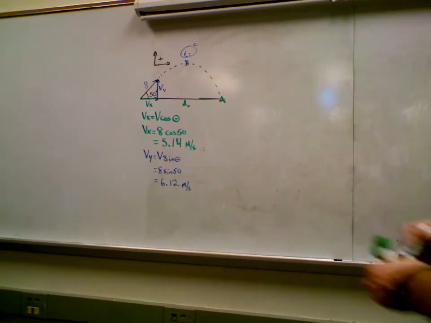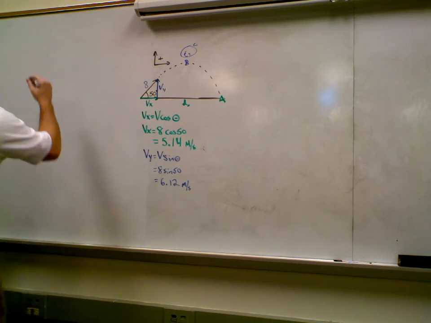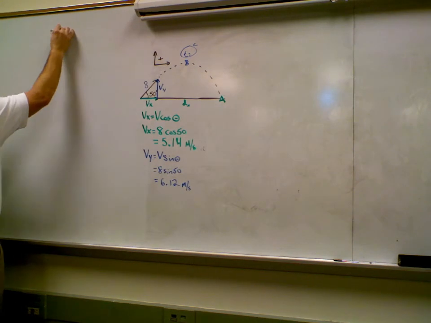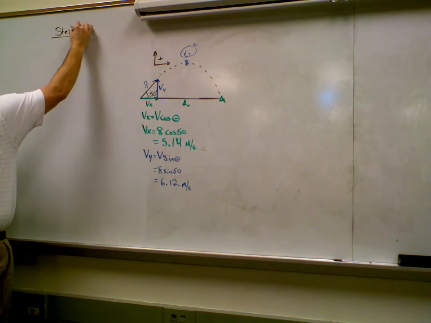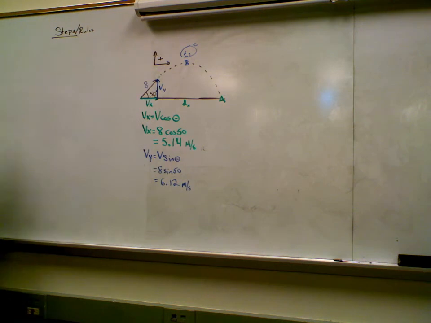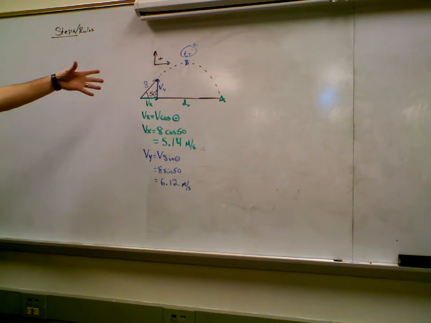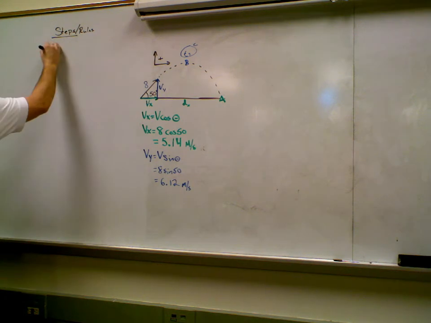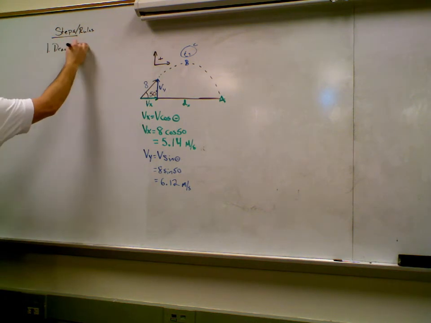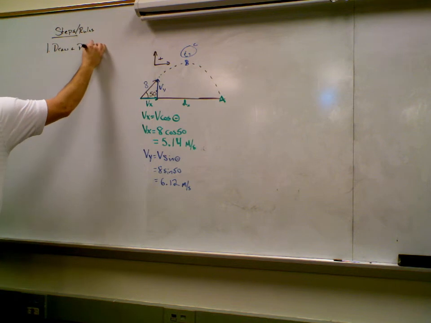All right. Now there are certain steps to solving this problem. Steps or rules. I guess you can call them both steps and rules. The first step is to make a what? We already drew a picture, right? Now we need to make a list. So first step, draw a picture and make a list.